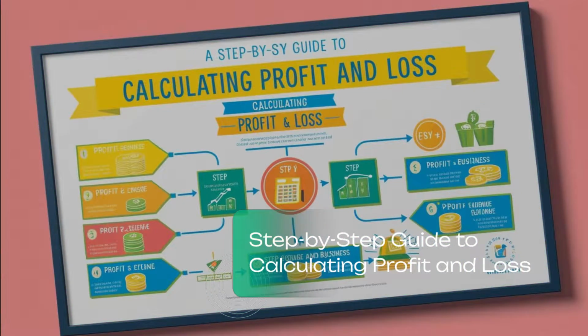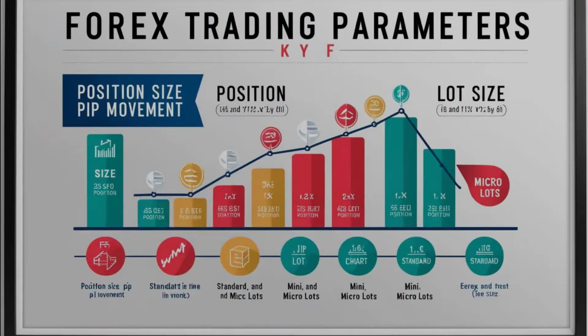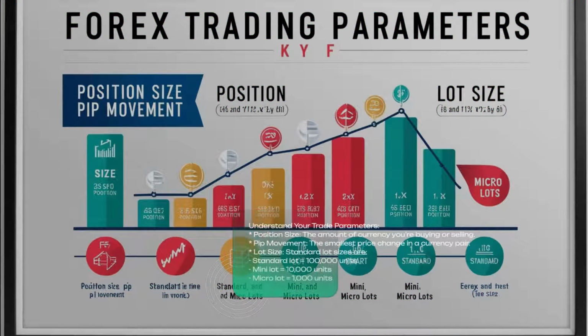Step-by-step guide to calculating profit and loss. Understand your trade parameters: position size, the amount of currency you're buying or selling; pip movement, the smallest price change in a currency pair; and lot size. Standard lot sizes are: standard lot equals 100,000 units, mini lot equals 10,000 units, micro lot equals 1,000 units.